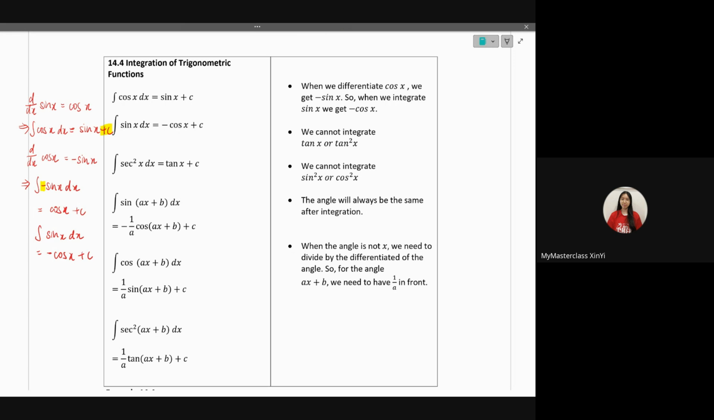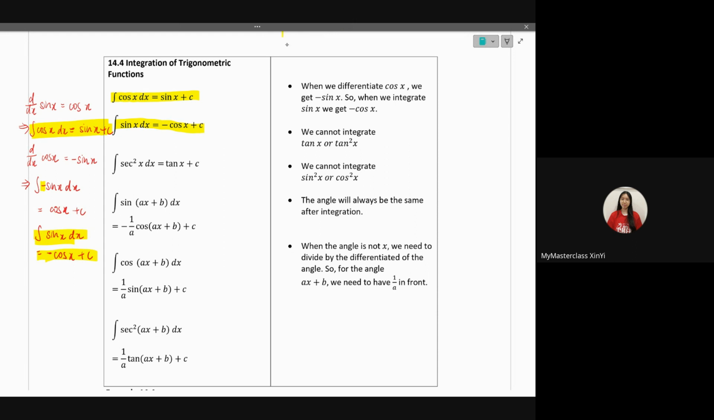So that's how we get the results here and here. When we integrate cosine x, we'll get positive sine x plus c. When we integrate sine x, we'll get negative cosine x plus c. It comes from the reverse of differentiation.